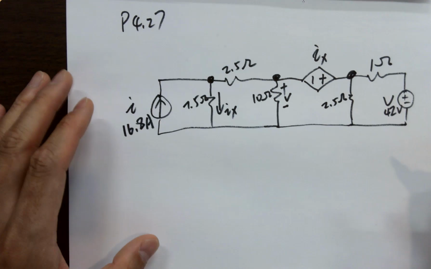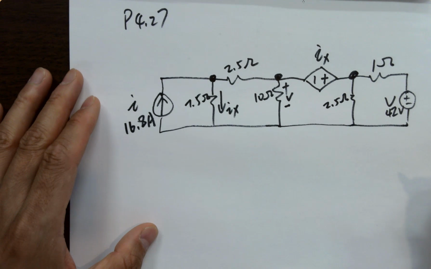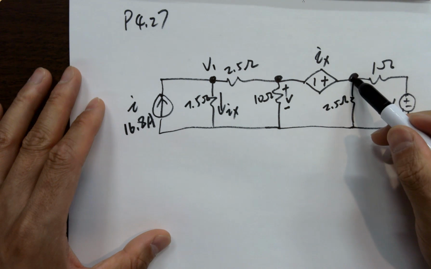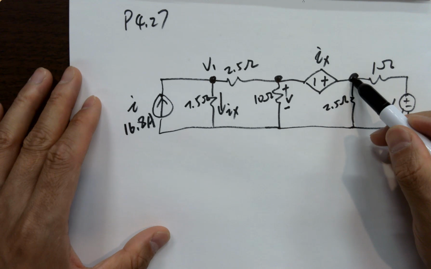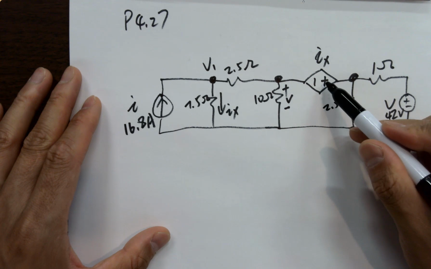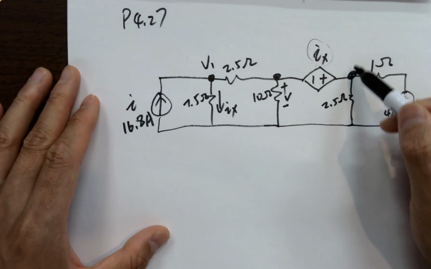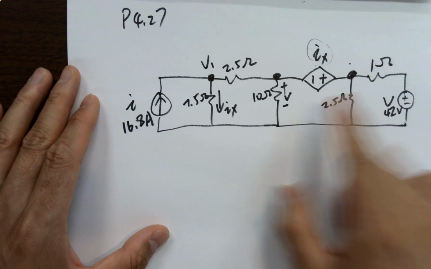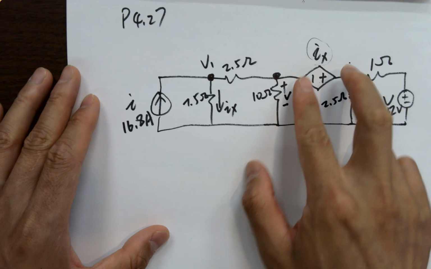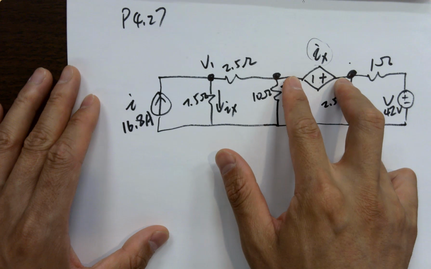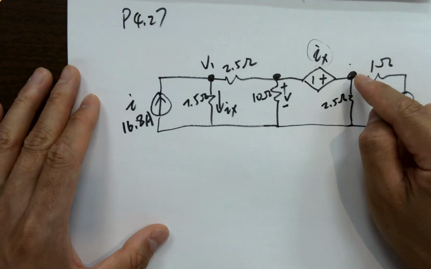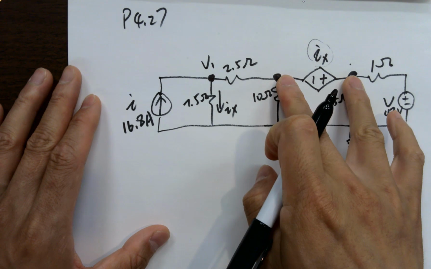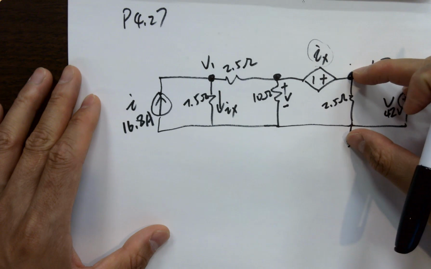You have 1, 2, 3 nodes. Just label them V1. What's the voltage here though? Can you say the voltage here, across this voltage source, is just IX? No. That dependent source shows the voltage across its two terminals. The voltage here is compared to ground, the bottom, not from right to left but from top to bottom.